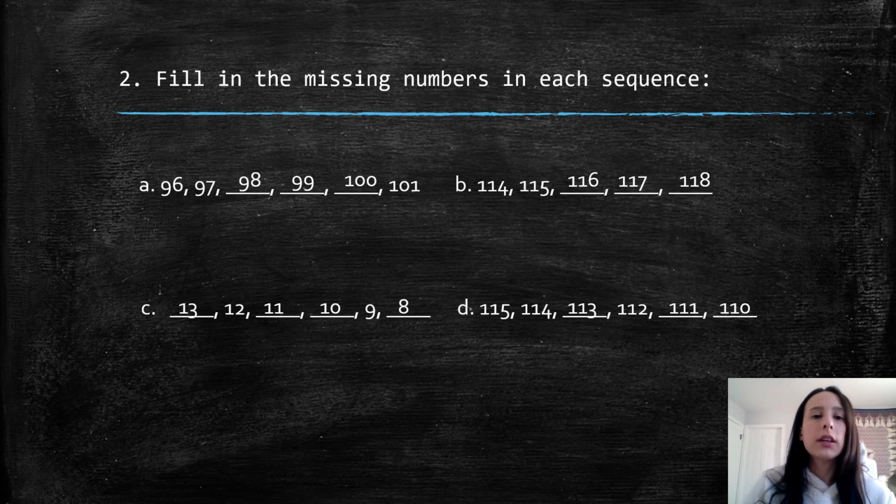Number 2, you're filling in the missing numbers in each sequence. So in letter A, we were just counting up. Letter B, we were also counting on. Letter C, we're counting back. And letter D, we're counting back. So make sure you're careful while doing that. If you need to, pause the video here and check your answer. If you got it right, why don't you put a big star on it? Pat yourself on the back, you got that right. Good job. I'm going to move on to number 3.